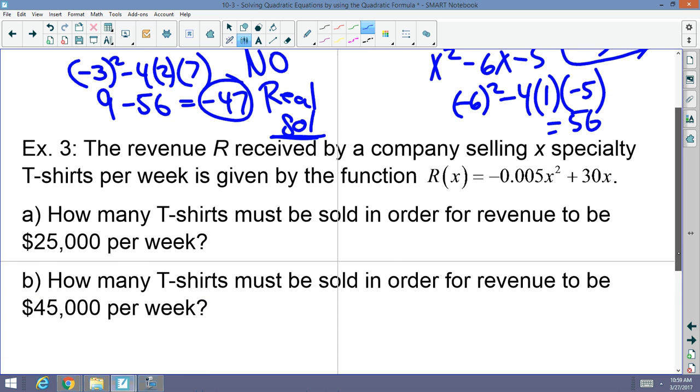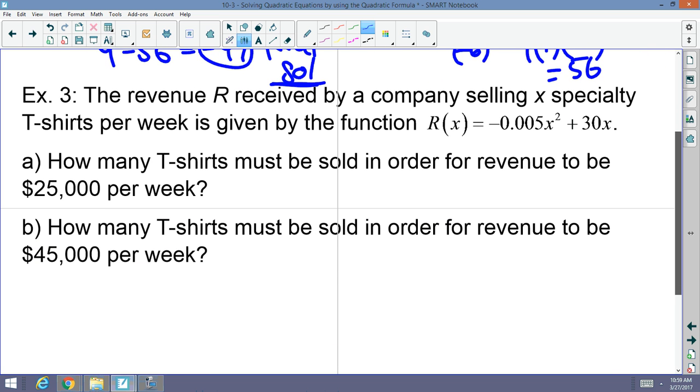Okay? And then last but not least, something like this, guys, don't be afraid. You would be able to use a calculator. The revenue received by a company selling X specialty t-shirts per week is given by the function R of X equals negative 0.005 X squared plus 30X. How many t-shirts must be sold in order for the revenue to be $25,000 per week?